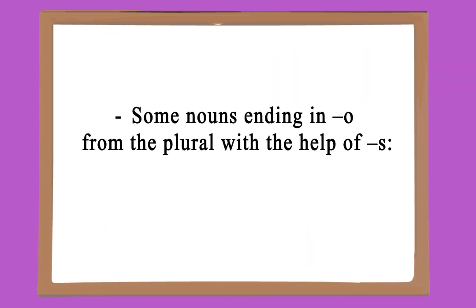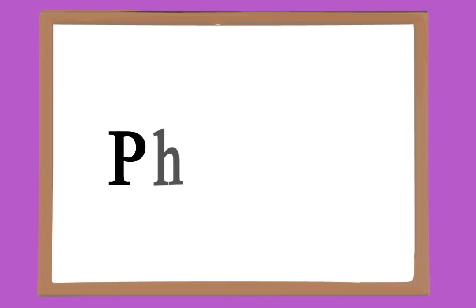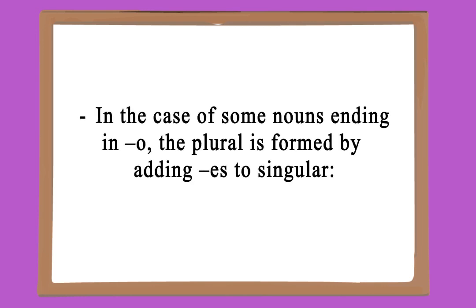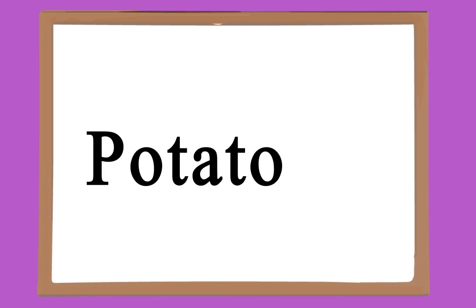Some nouns ending in o form the plural with the help of s. Photo, photos. In the case of some nouns ending in o, the plural is formed by adding es to the singular. Potato, potatoes.